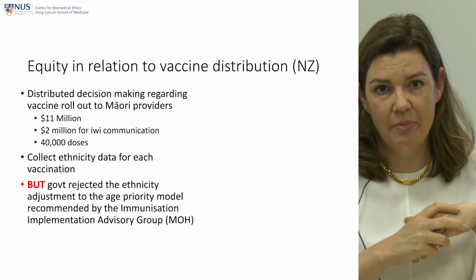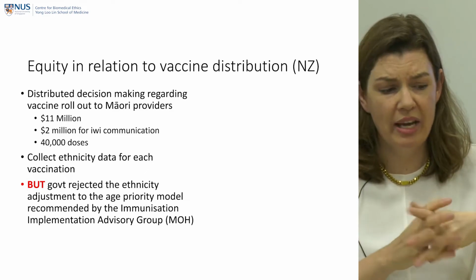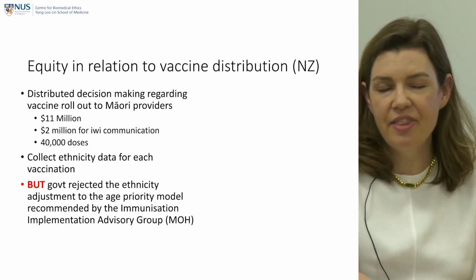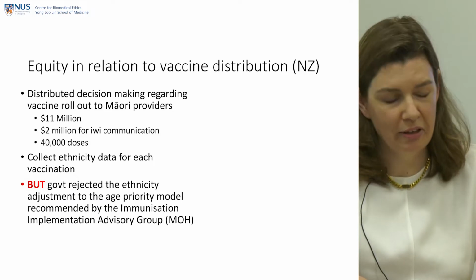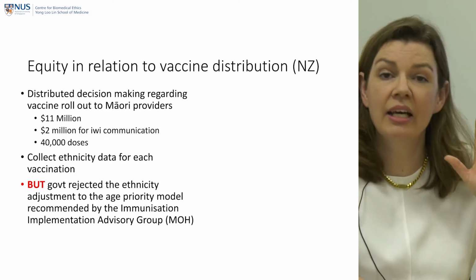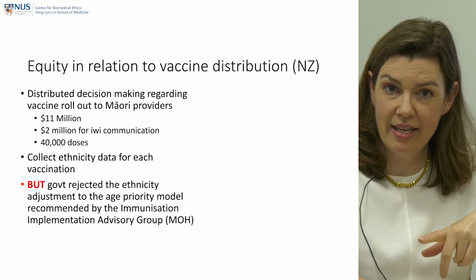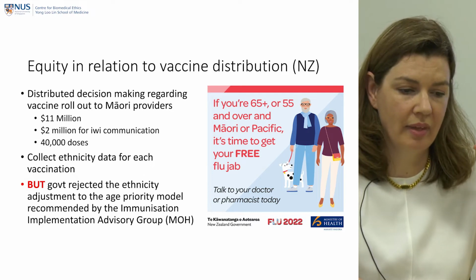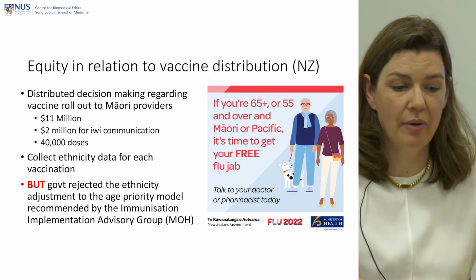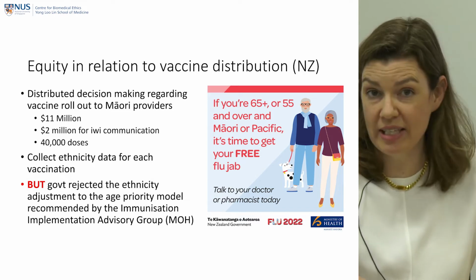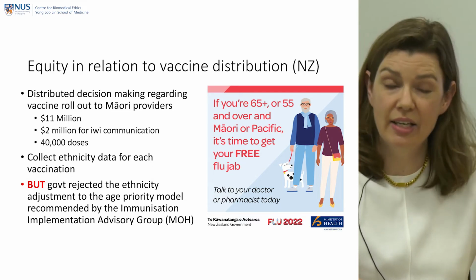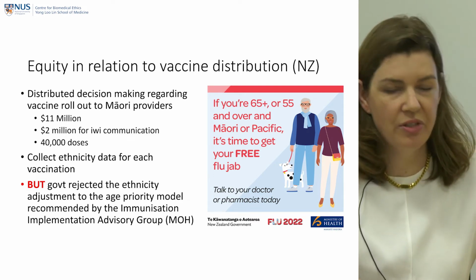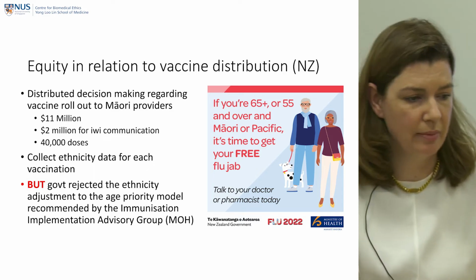Now, the government didn't accept that. That was really controversial. We had significant members of this advisory group resign as a result. I think they didn't accept it for political reasons. But interestingly, when it came to the flu vaccines this year, a year later, they did implement an explicit ethnicity differential for Māori and Pacifica. In New Zealand, if you're over 65, you get a free flu vaccine, unless you're Māori or Pacific, and then you only need to be over 55 to get that flu jab. So again, it's interesting how that debate shifted over time.